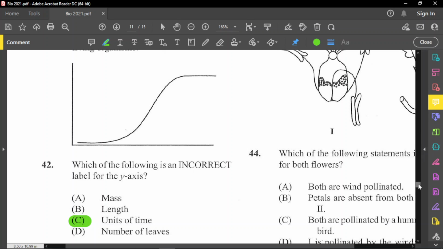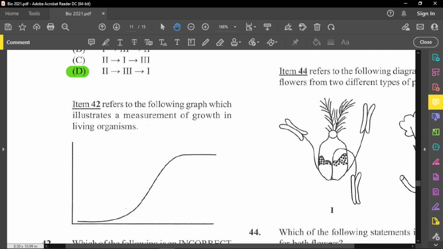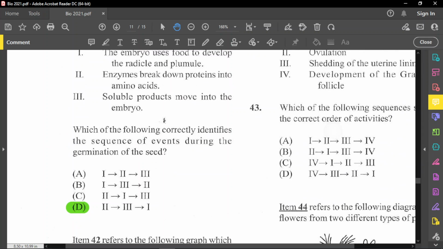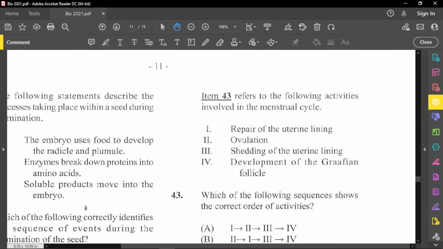All right, let's go to question number 43. I'm not sure where it is. It's on the top of the page. Yeah, it's on the top of the page. All right, so question 43. Okay, this has options as well.